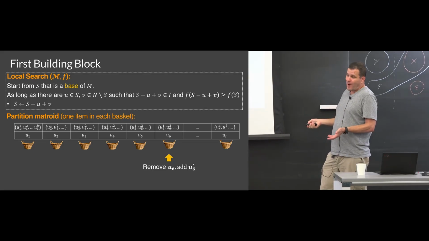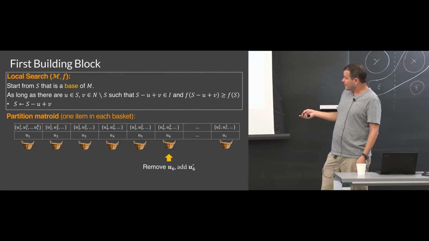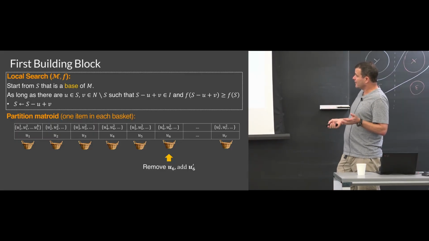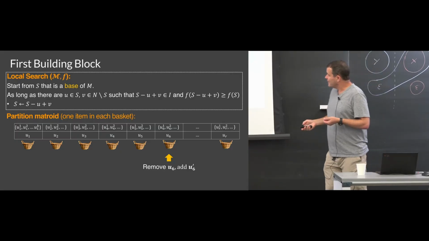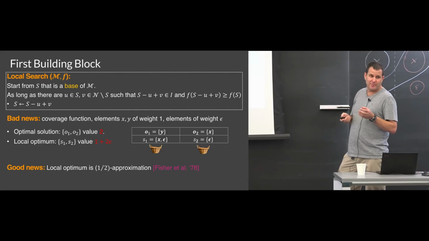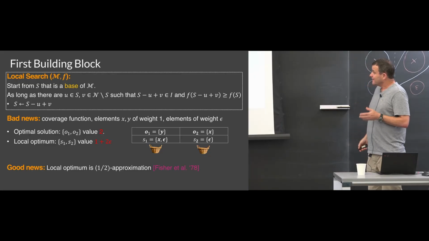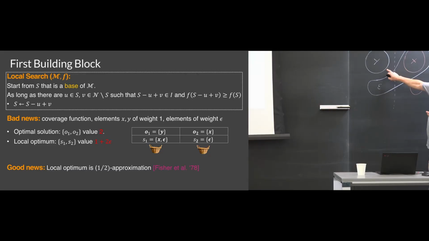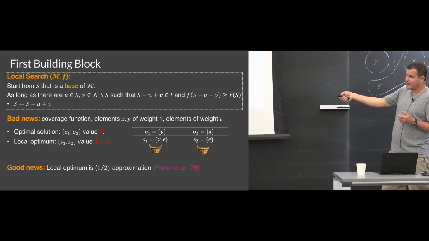Okay, and then what is local search here? Local search in a partition Matroid just means that you can switch your dessert, removing U6 and choosing instead U6 prime if it benefits you. So very, very simple. And the good news is that for a long time it is known that this is a half approximation, like greedy. The bad news is that this is the best possible. So I drew here an instance. This is an instance of set cover.